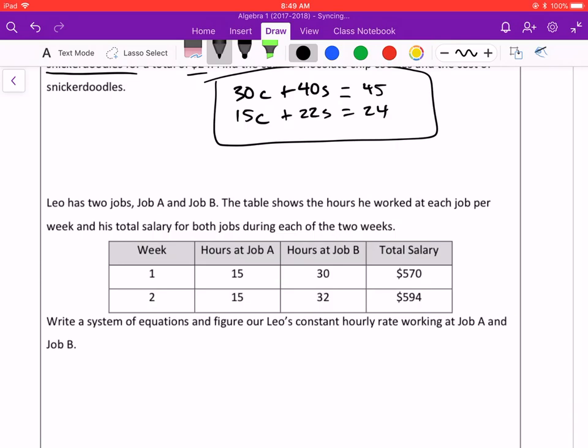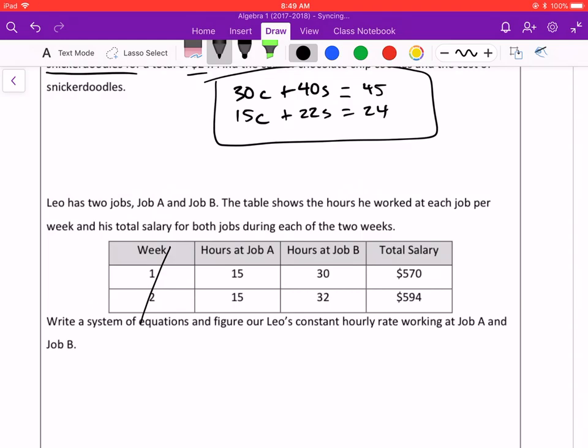Leo has 2 jobs. We have 2 equations, right? Job A and job B. The table shows the hours he worked at each job per week and his total salary. So if I take his hours he worked and his total salary, you can figure out how much he made at each job, okay? Write a system of equations and figure out Leo's constant hourly rate working at job A and job B. So here, week just means the 2 equations, okay? This is first equation, second equation, right? That information isn't really relevant. There's just going to be 2 weeks, 2 equations, right?